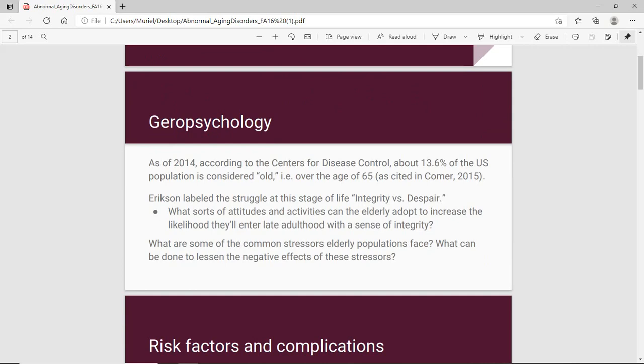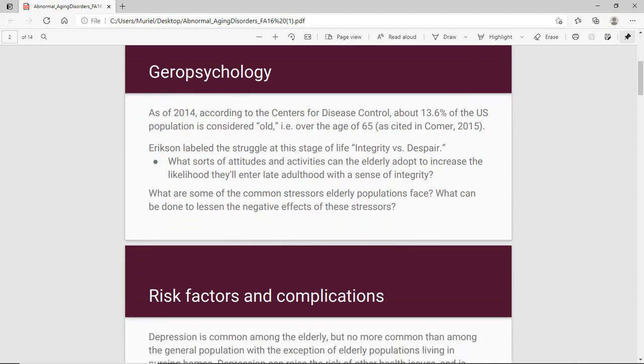Geropsychology. As of 2014, according to the Centers for Disease Control, about 13.6% of the U.S. population is considered old, i.e. over the age of 65, as cited in Comer 2015. Erikson labeled the struggle at this age of life as integrity versus despair.